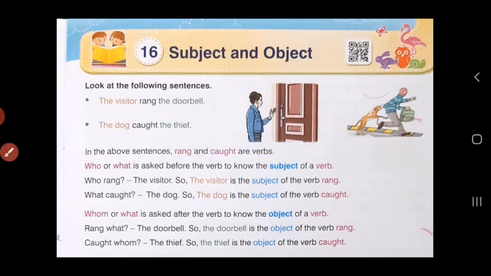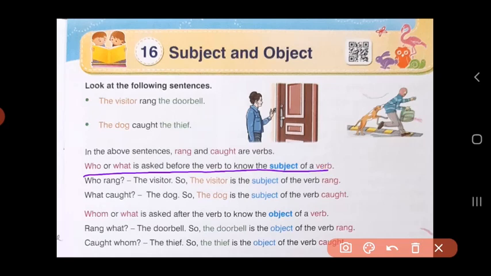Now to find out the subject and object, we have to ask questions to the verb. Who or what is asked before the verb to know the subject of a verb. So in the first sentence, if we ask the question, who rang? What answer will you get? The visitor. So the visitor is the subject of the verb rang.